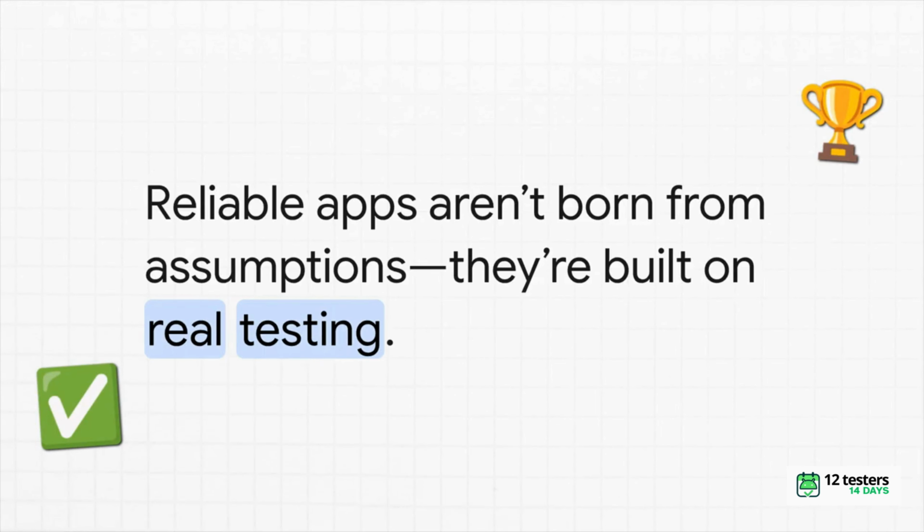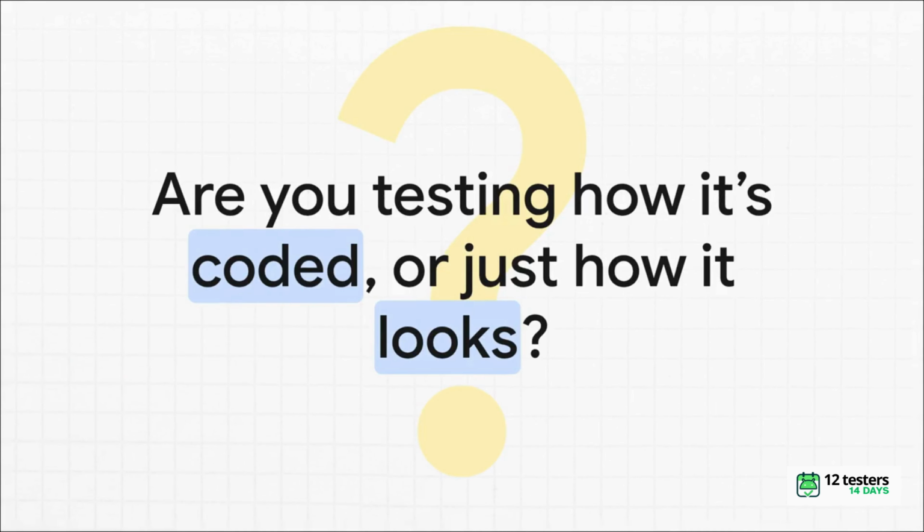And that really is the bottom line. The most reliable, the highest-rated apps out there aren't the result of guesswork. They are forged through tough, architecture-aware, real-world testing. So I'll leave you with this one last thought to chew on. Are you really truly testing your app for how it's built and where it's most likely to fail? Or are you just checking to see if it looks okay on your own phone? The answer to that question could be the difference between a 1-star review and a 5-star success.